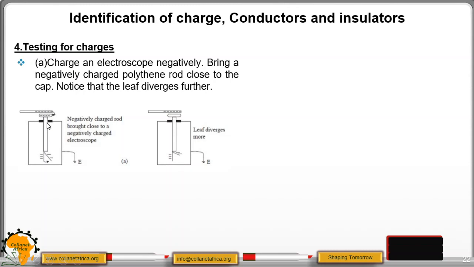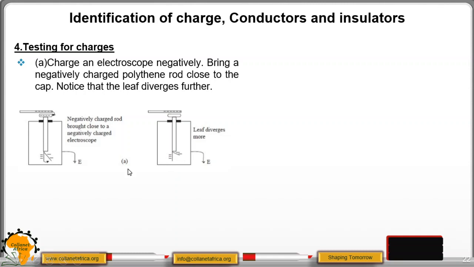So when it is brought closer, there will be repulsion. All the electrons from the cup will be repelled, and that is why the divergence of the leaf is increasing, because there will be more negative charge in both the gold leaf and the metal plate here.